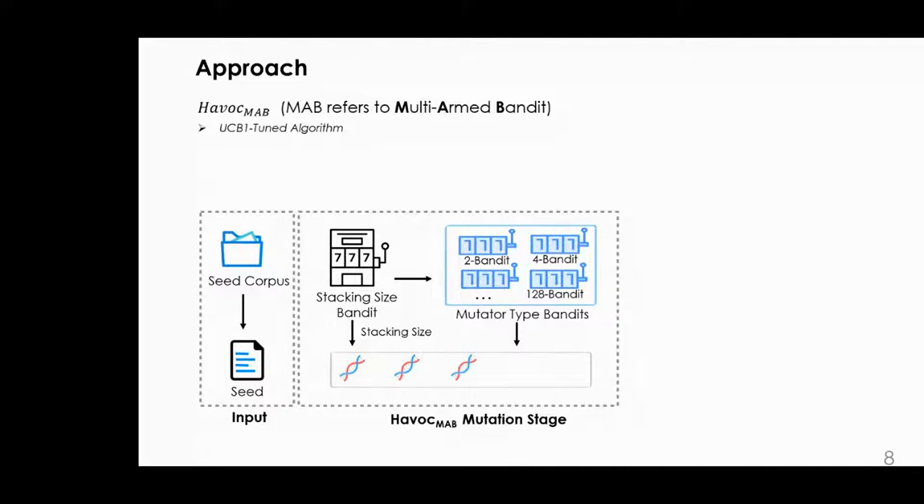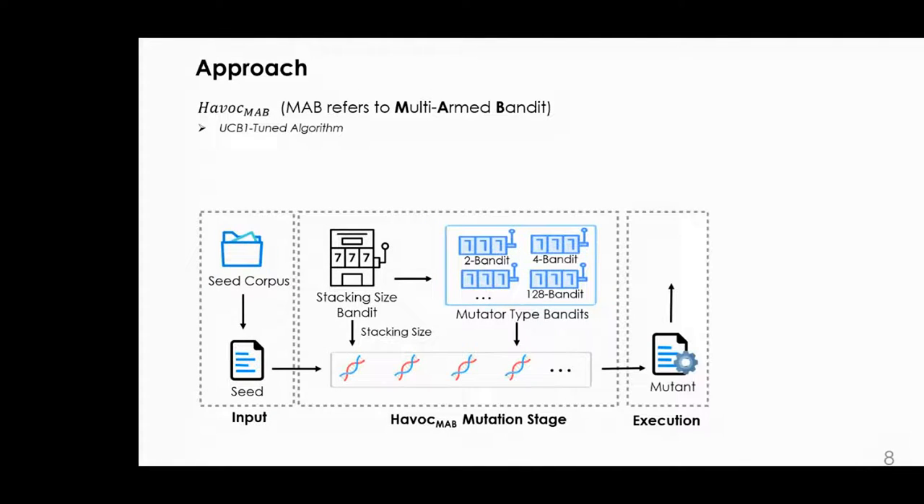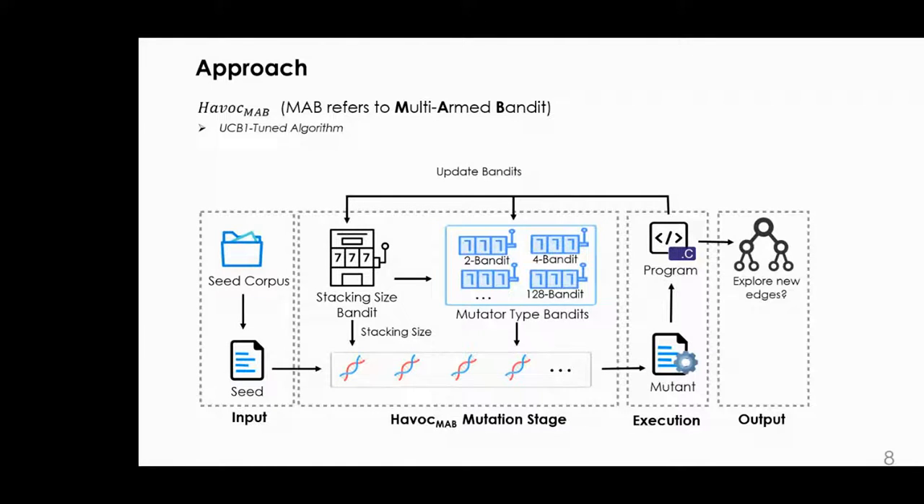And after we have done all the jobs, we generate a mutant, run it on the target program, and update the bounding according to the coverage information. Then we also judge whether it explores a new edge or not. If not, it will be discarded. If yes, we use it to update our sequence.